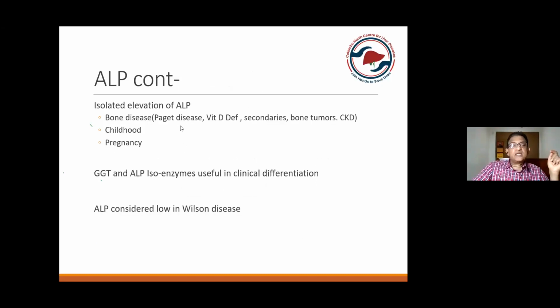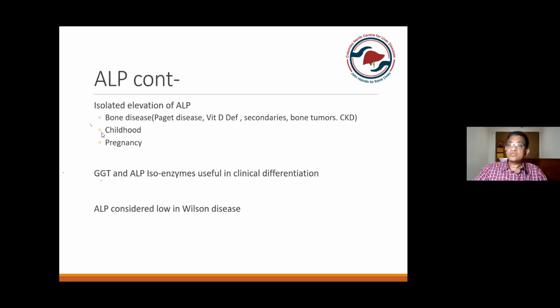So sometimes you see isolated elevation of alkaline phosphatase. Only alkaline phosphatase elevated, gamma GT normal. Then it's trouble. It's usually non-liver. Then what are the causes for non-liver elevation of alkaline phosphatase? Bone disease, Paget's disease, vitamin D deficiencies, bone secondaries, bone tumors, renal osteodystrophy. Then you get elevated bone disease.